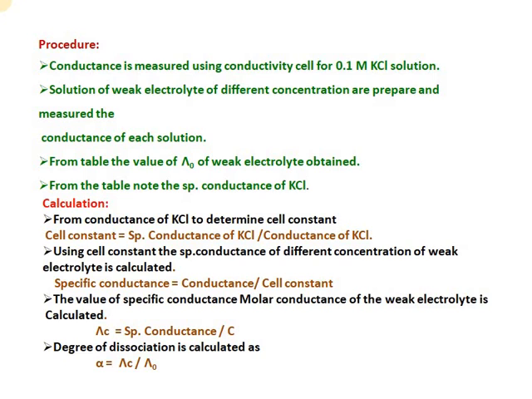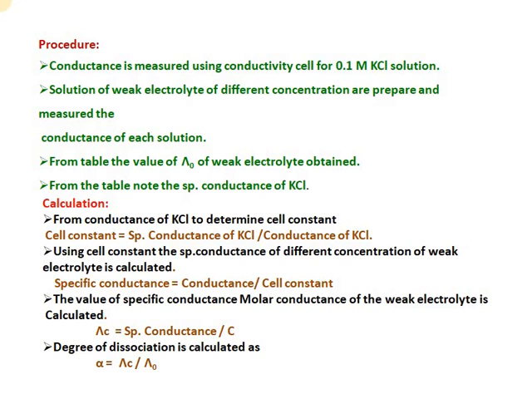by one serially. The next point, from the conductance values of such concentrations, we obtain the values of limiting molar conductance, that is lambda 0, for the weak electrolyte from the given table. So this is a constant value of limiting molar conductance for various concentrations. Next, from the tables we also note down the specific conductance of the KCl solution.